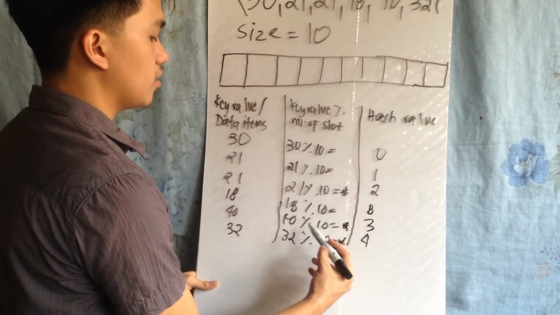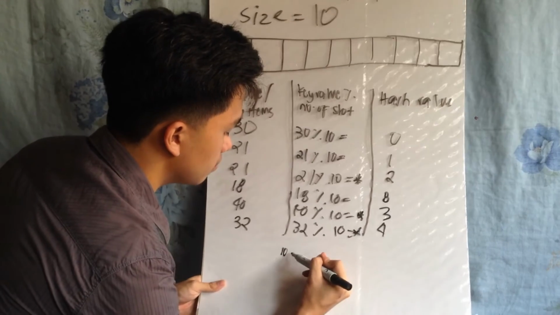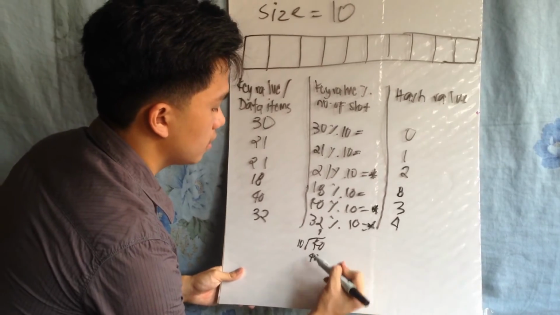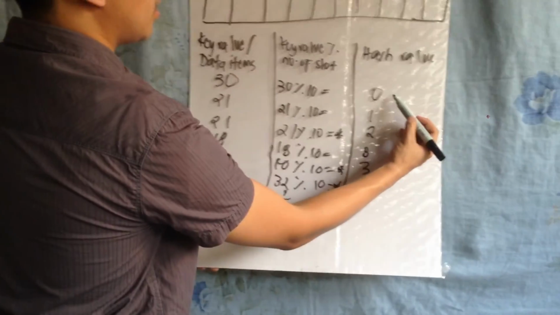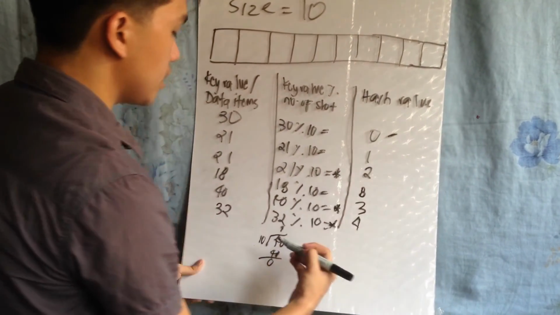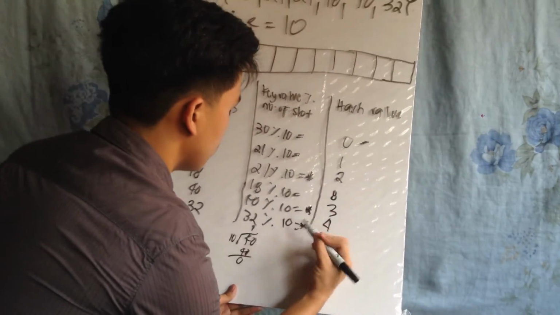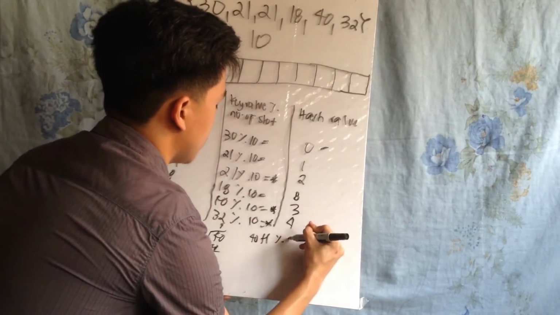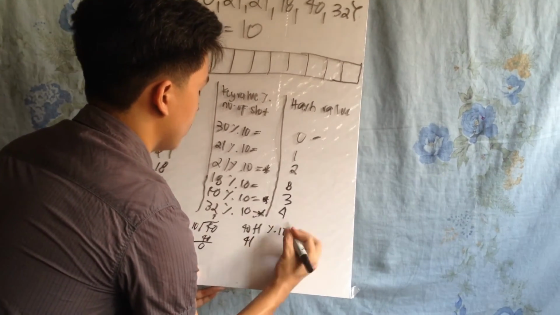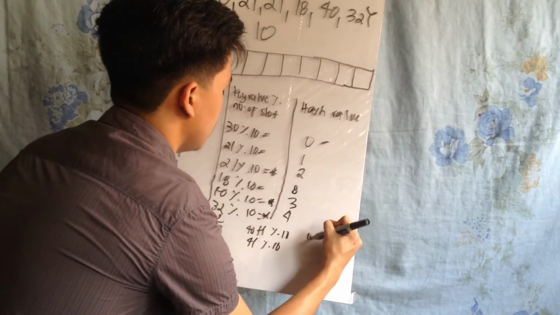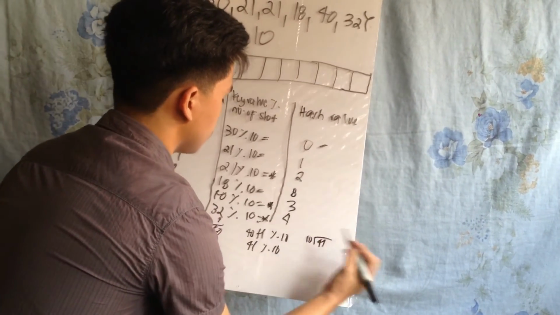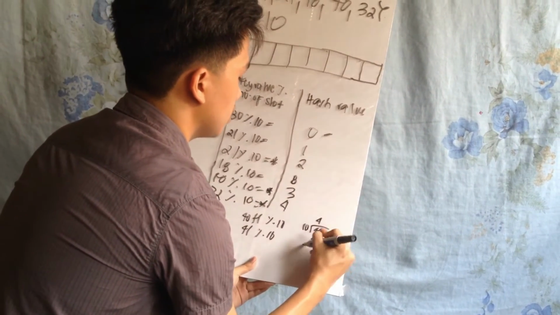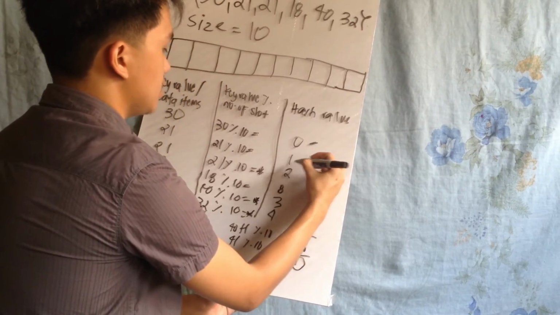40 modulo 10, or 40 divided by 10, is 4. 10 times 4 is 40. So, 0. It already has a duplicate with hash value 0. So, in this case, we'll use linear probing again. So, 40 plus 1 modulo the table size. 40 plus 1 is 41. Modulo 10. So, 41 divided by 10 is 4. 10 times 4 is 40. So, 1. There's again a duplicate with hash value 1.